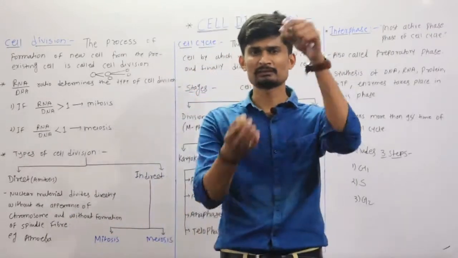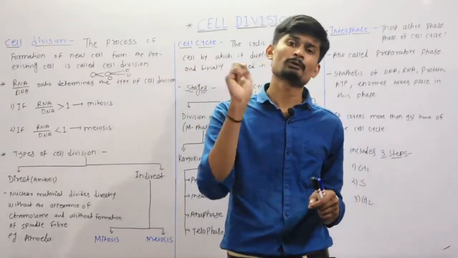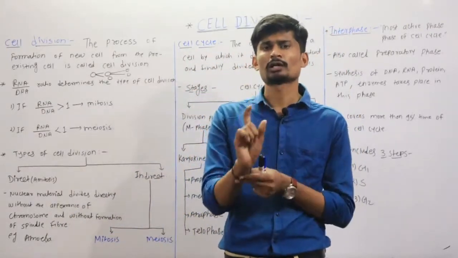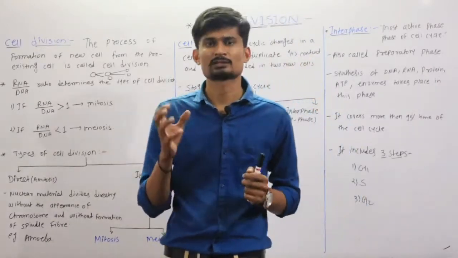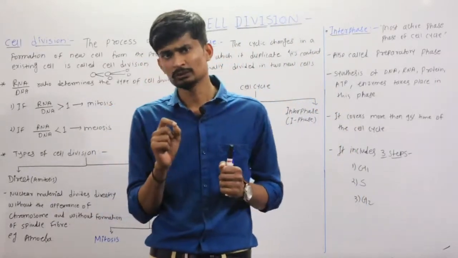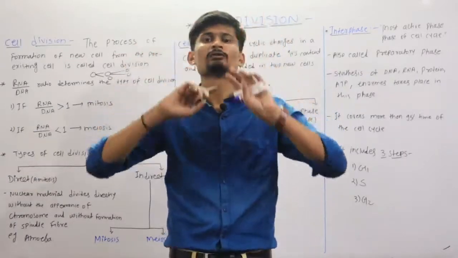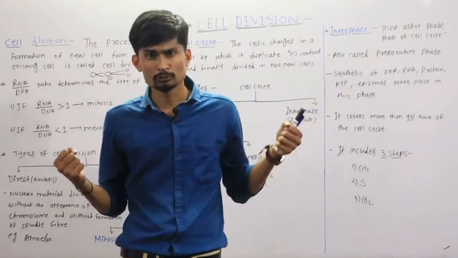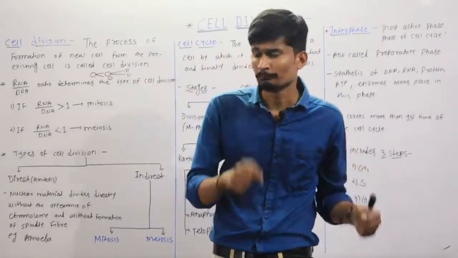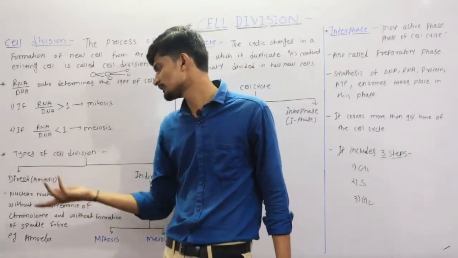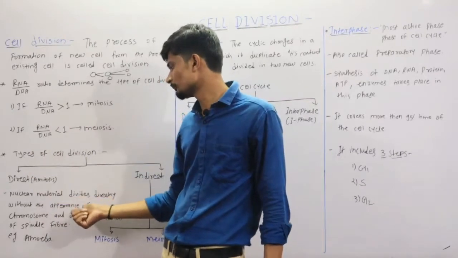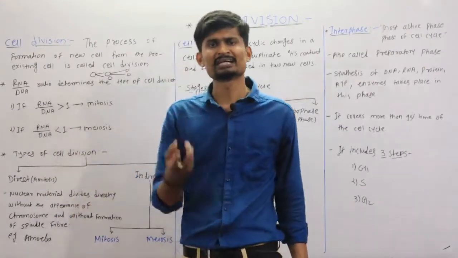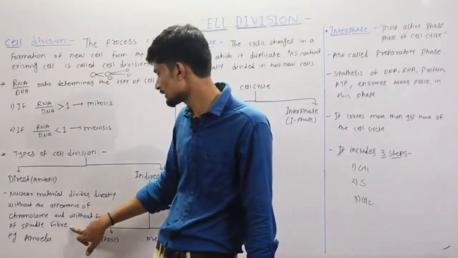You know that the spindle fibers arise from the centriole. We have seen this organelle in the chapter on structural organization of the cell. The centriole gives rise to the spindle fibers, and the spindle fibers help in the separation of the chromosomes during cell division. But here there is no formation of spindle fibers, because there is no formation of chromosomes.